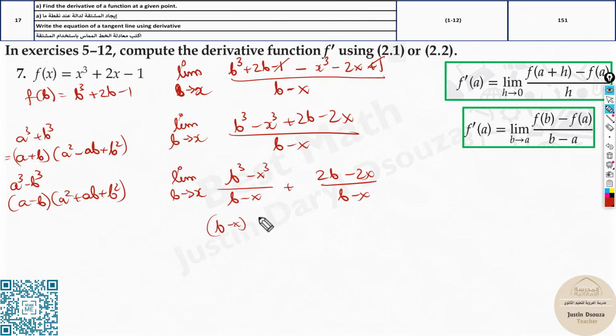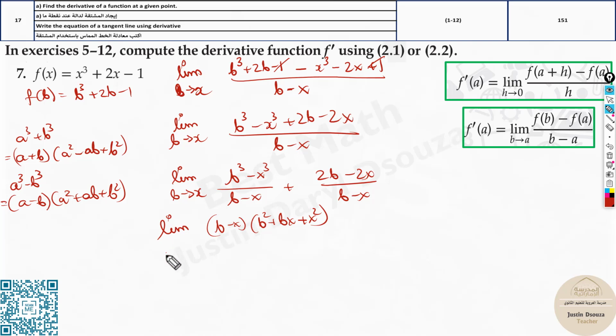It's b minus x, then everything is plus b squared plus bx plus x squared. That's it. What do we do? This is a and b, right? Instead of a and b, we have b and x. So we write this same identity. You must remember these identities.